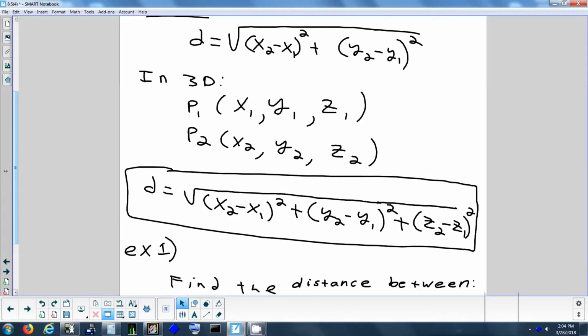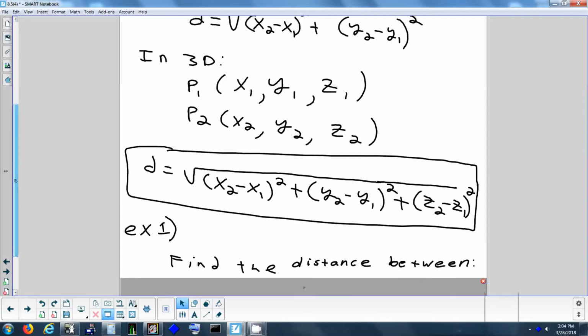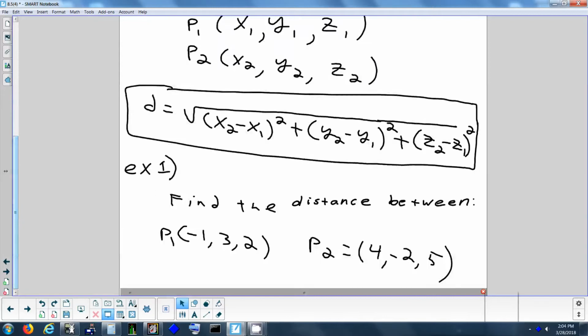That's pretty much how everything we do up until the cross product is extended to 3D. Just look at the pattern you had before and do it one more time for the z's. Just follow whatever the pattern was. Okay, so let's find the distance between these 2 points in 3D.